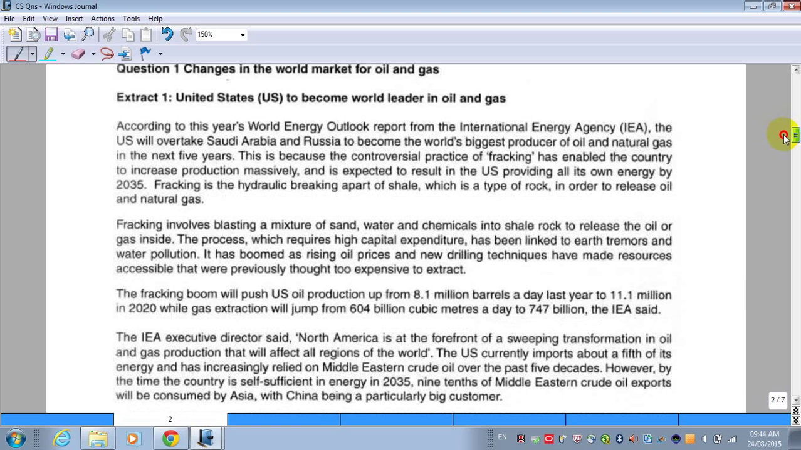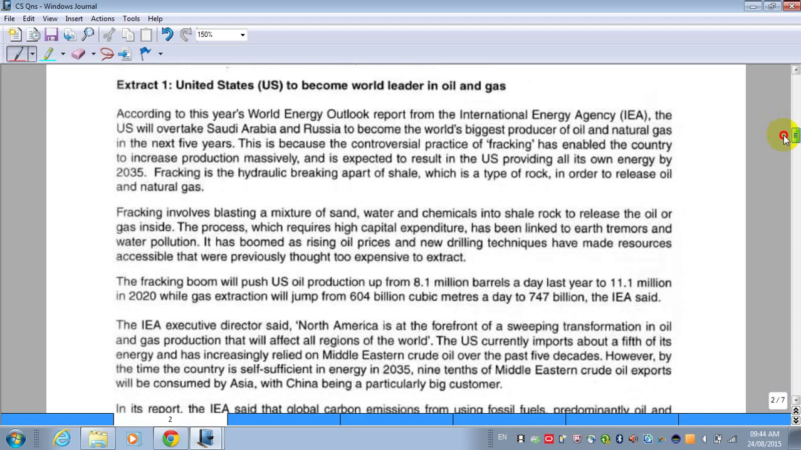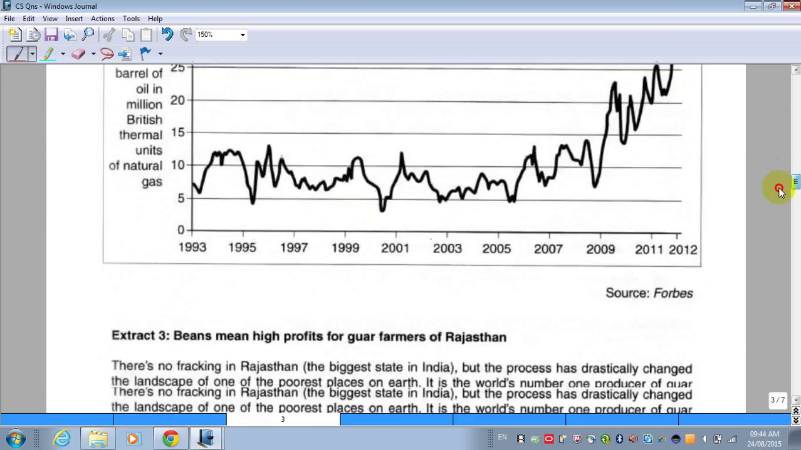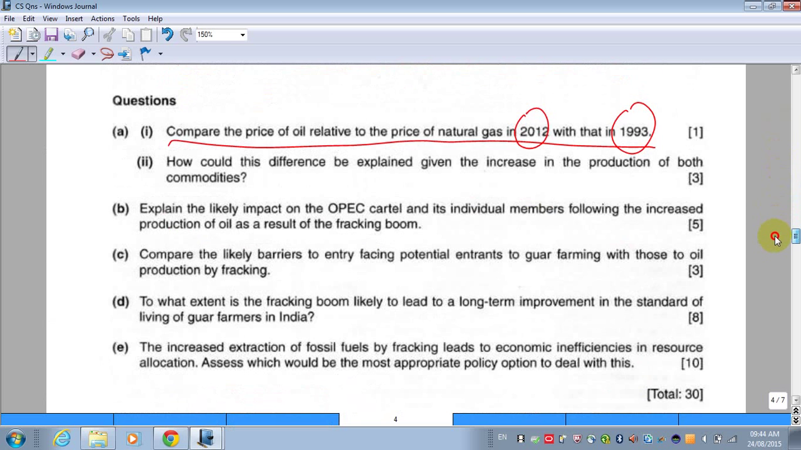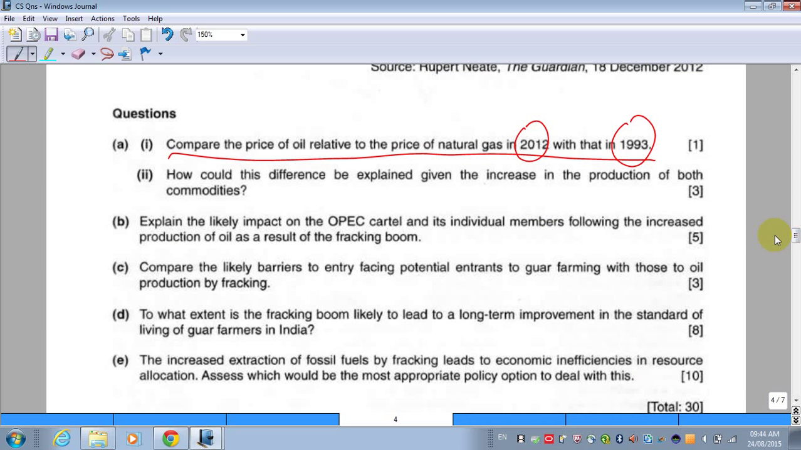Fracking is this new technology that the US has developed to be able to extract oil or natural gas from the rocks. Okay, it's a new way of drilling. All right, so we'll first go through the first question, A part 1.